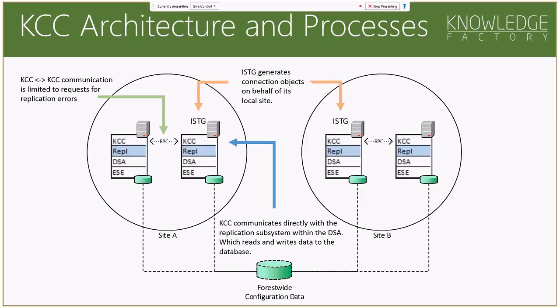And lastly, the ISTG. It's the single KCC in a site that manages inter-site connection objects for the site as a whole. So as you can see, the four servers in the picture create identical views of the servers in their site and generate connection objects on the basis of the current state of AD data in the config partition.